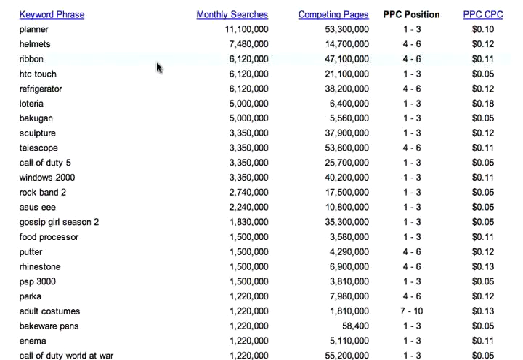Look at all these keywords and niches. Okay, this here again is an opportunity for us to find niches and keywords. Food processor, 1.5 million searches. Okay, we could never compete on that keyword term because of the level of competition, most likely. But 11 cents for AdWords to get in the top 3 positions. Putter, 1.5 million. Crazy competing pages. But we can compete on AdWords. We can get instant traffic.